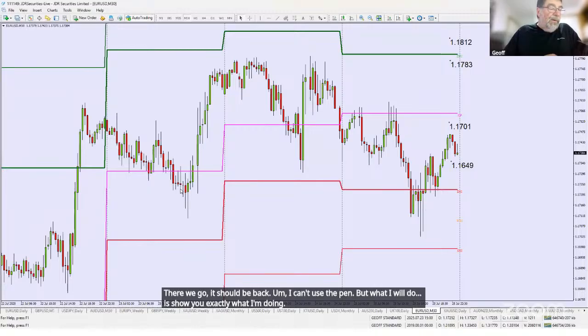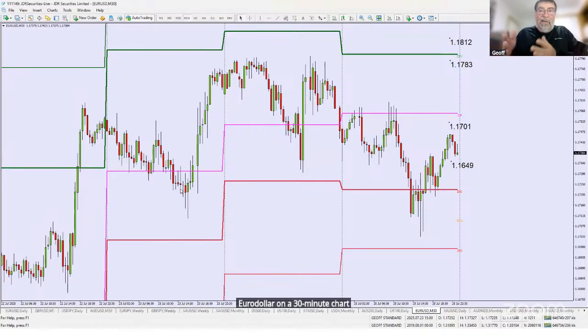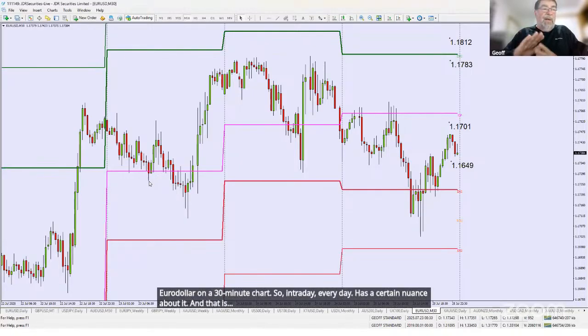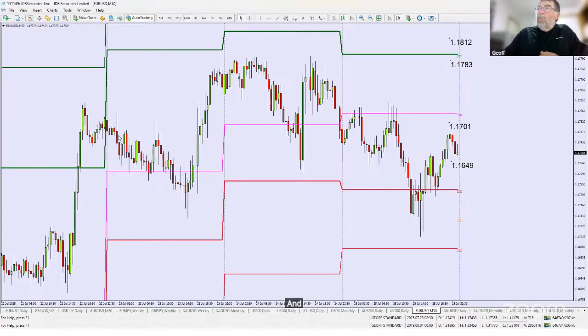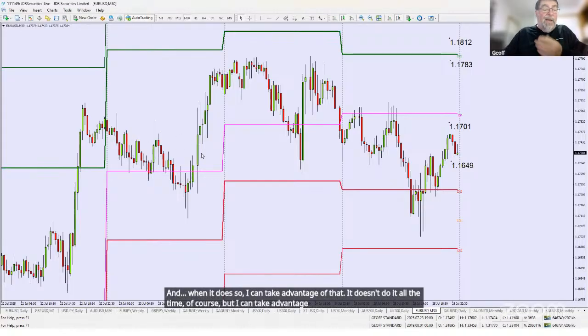Euro dollar on a 30-minute chart, so intraday, every day, has a certain nuance about it. And that is, no matter how it's trending, it will still react off the pivots. And when it does so, I can take advantage of that. It doesn't do it all the time, of course, but I can take advantage of it when it does. And that's what I mean by, yes, I'm trading every day, but not putting an order in the market every day.